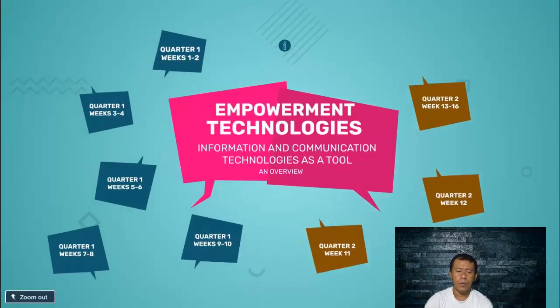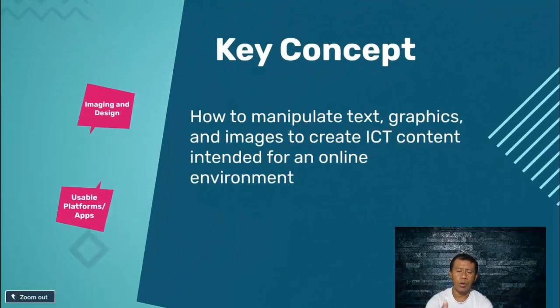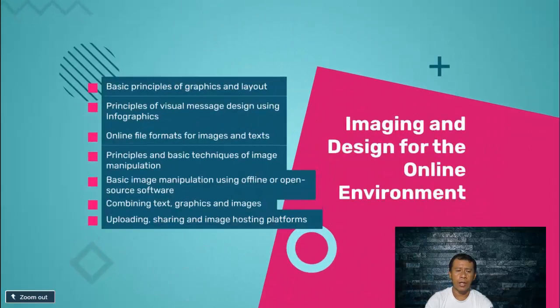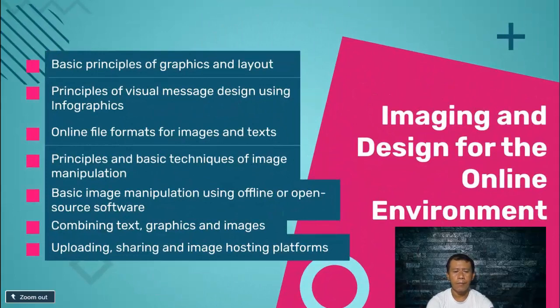Then we continue with weeks 5 and 6, and this is all about how to manipulate text, graphics, and images to create ICT content intended for online environment. It has 2 lessons: imaging and design, and usable platforms or applications. In imaging and design for online environment, we have the basic principles of graphic and layout, the principles of visual message design using infographics, online file formats for images and text, and the principles and basic techniques of image manipulation.